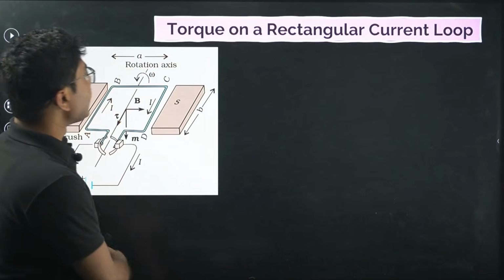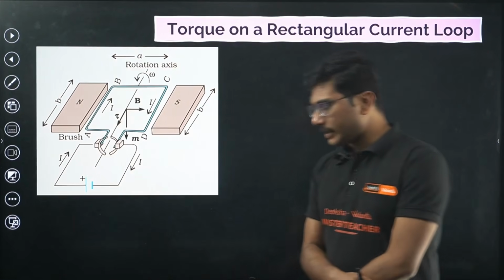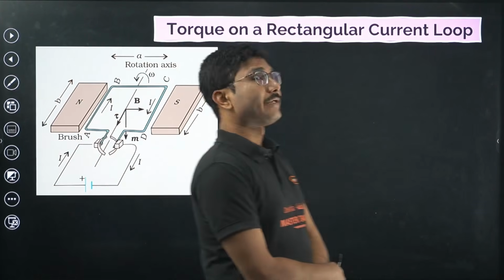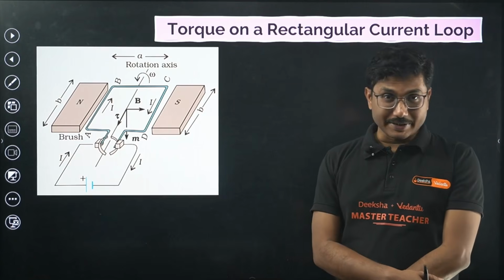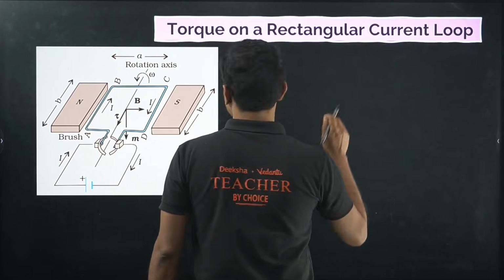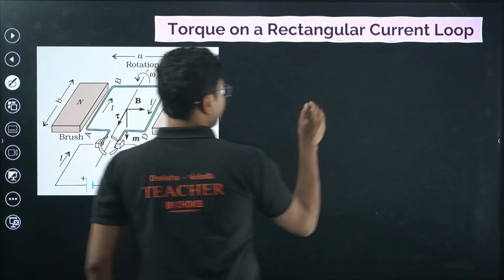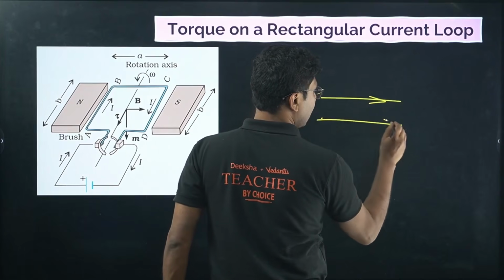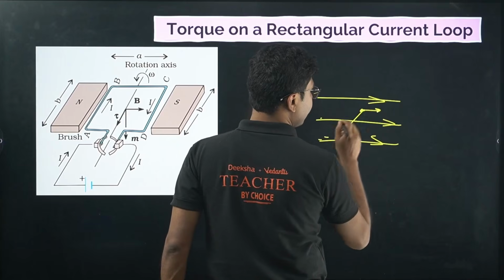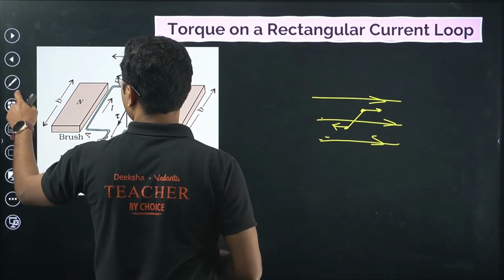Next we will be discussing torque acting on a rectangular current loop. Basically you can consider this the same as a dipole kept in an external electric field. In that case the dipole was experiencing a torque. If you remember, we have done this: if there is an electric field and you keep a dipole over here, then the dipole experiences a force. The expression for torque also is important, and we have done this.